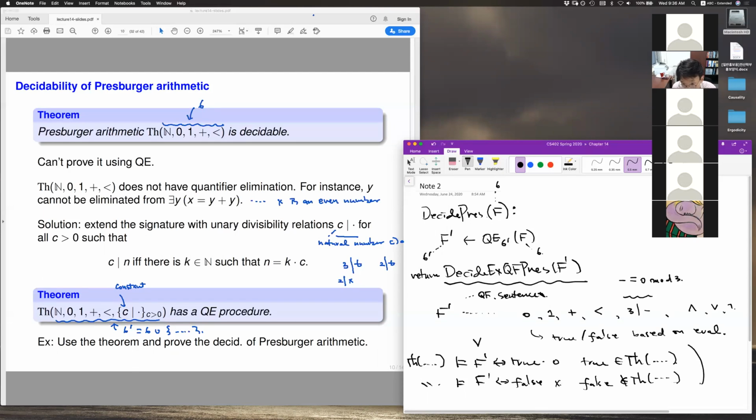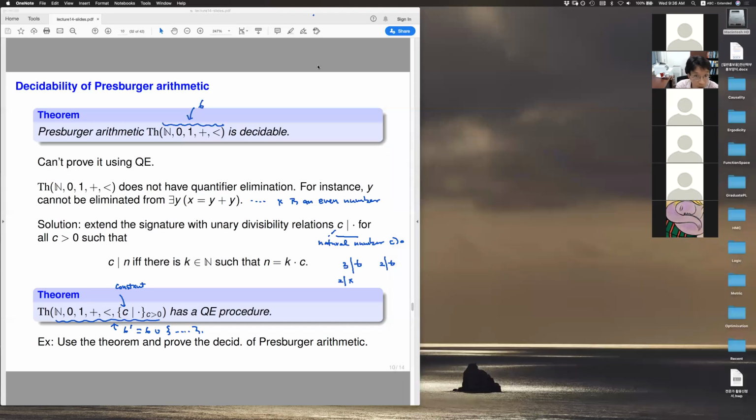Okay, so that is some justification, but from the algorithmic perspective, this decide extended quantifier-free Presburger sentence is just doing evaluation in the standard sense in programming languages. If the outcome of the evaluation is true, then we return true, otherwise we return false. So that's how we can design an algorithm, and that's why this second theorem implies the first theorem. Now the question becomes, how can you prove the second theorem?